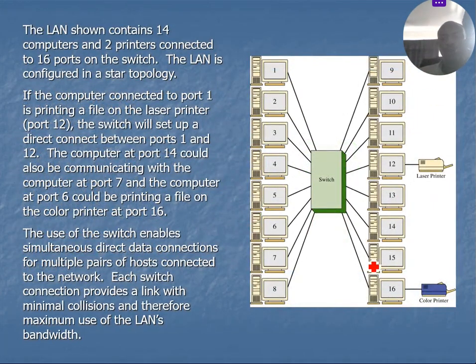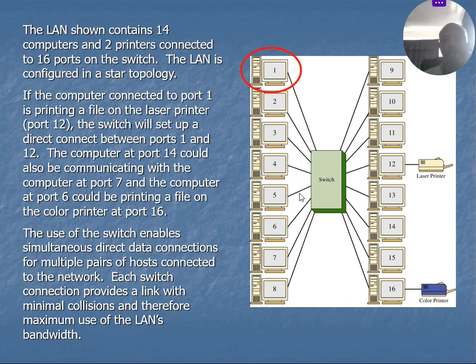Now take a look at the switch. This is a switch, connected to about 16 devices, 8 here on the left and 8 on the right. This is a star topology arrangement. Now this switch is connected to these devices. Now we're going to explain this.